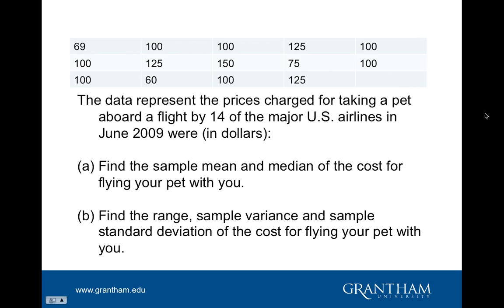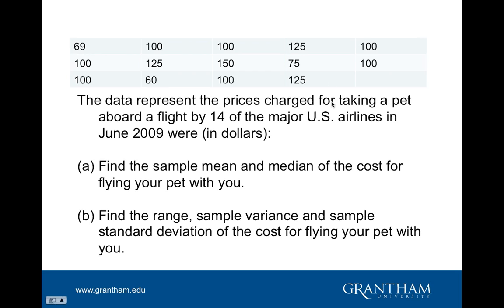Okay, so this is an example that's taken from your book. It's in chapter 2, problem 12 on page 50 of your book. Now it says here that the data that's listed above is for 14 different major US airlines in June 2009. These are the prices that were charged for taking a pet aboard a flight.